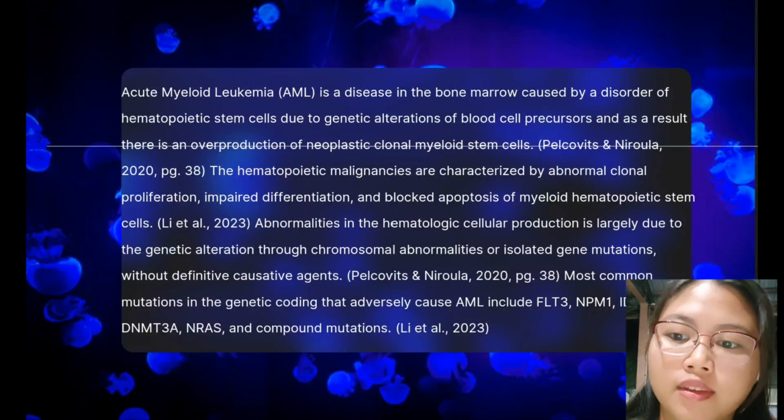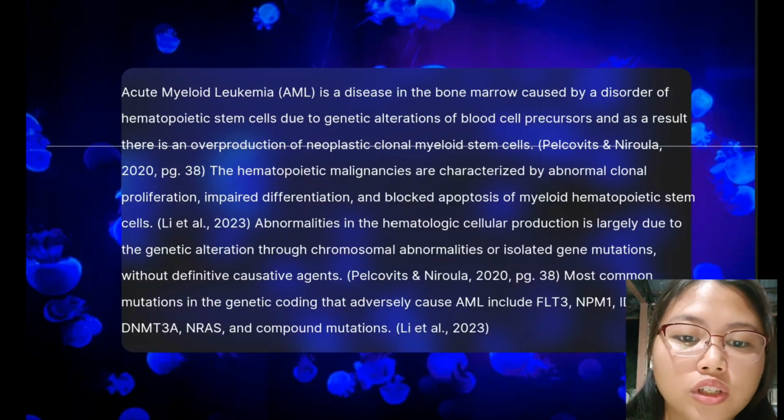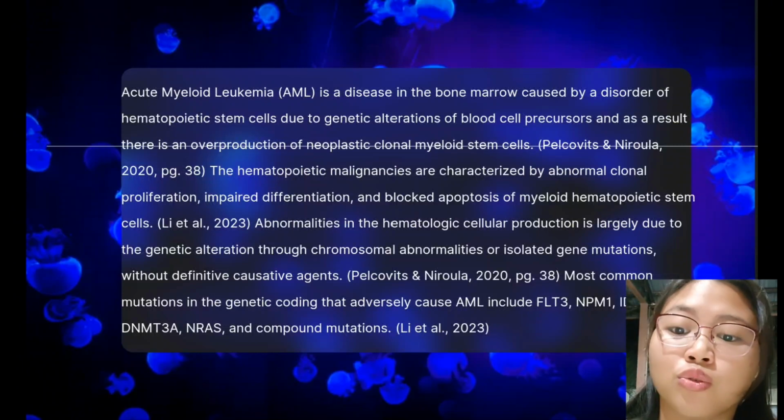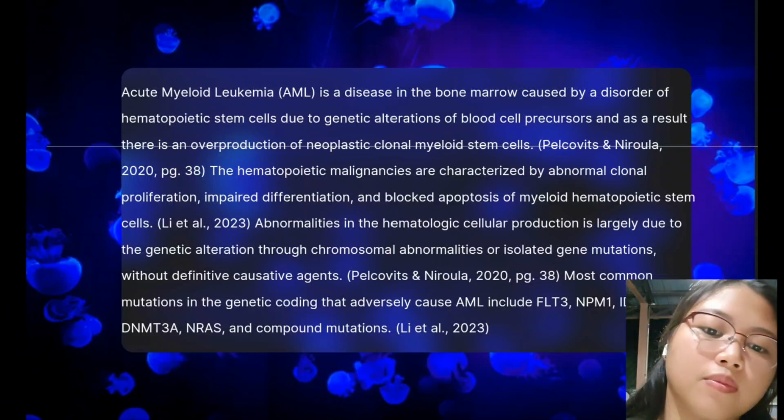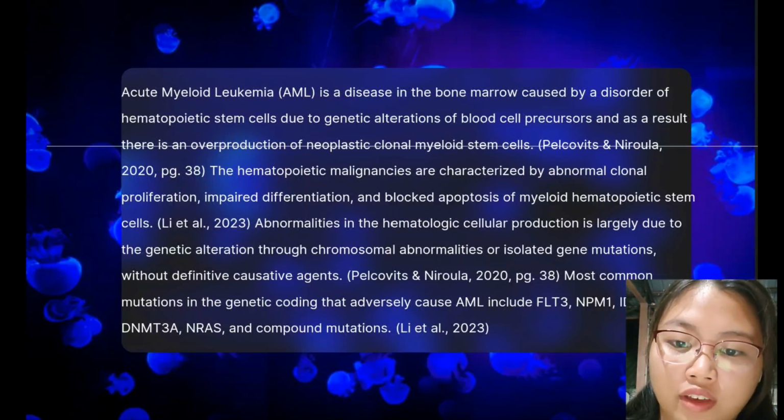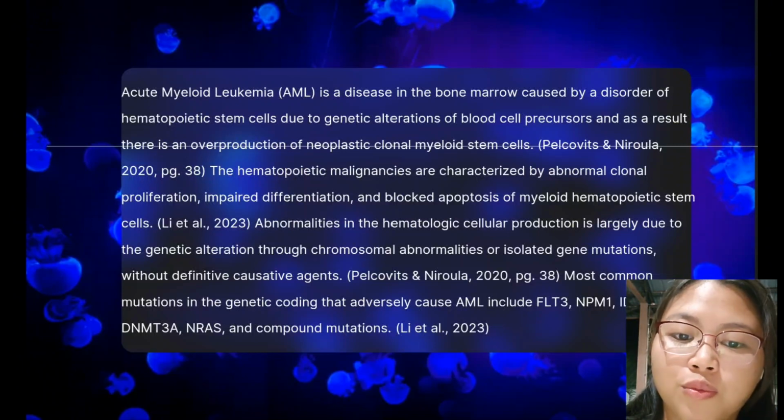The hematopoietic malignancies are characterized by abnormal clonal proliferation, impaired differentiation, and blocked apoptosis of myeloid hematopoietic stem cells. Abnormalities in the hematologic cellular production is largely due to the genetic alteration through chromosomal abnormalities or isolated gene mutations, without definitive causative agents. Most common mutations in the genetic coding that adversely cause AML include FLT3, NPM1, IDH2, DNMT3A, NRAS, and compound mutations.